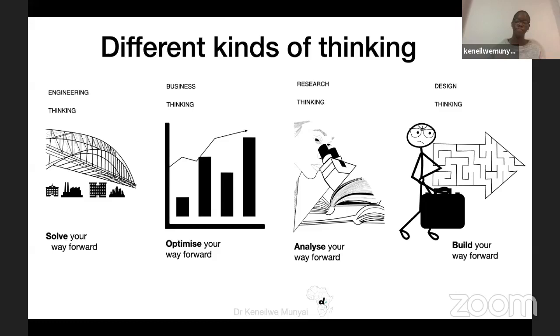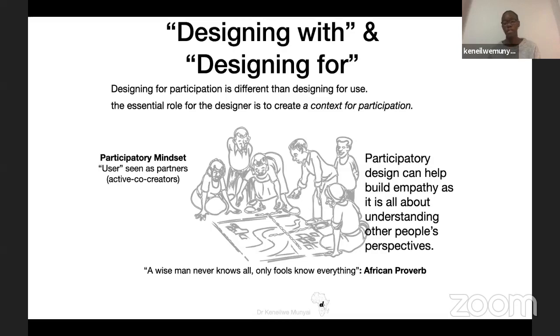And of course, there are two approaches to the design thinking approach, depending on the context of the project that you're working on or problem that you're trying to solve. One is designing with, and the other is designing for. Designing with means that as a designer, you focus on participation. So you make sure that you involve the people that you're designing for so that they become active co-creators of the solution that you're trying to develop.